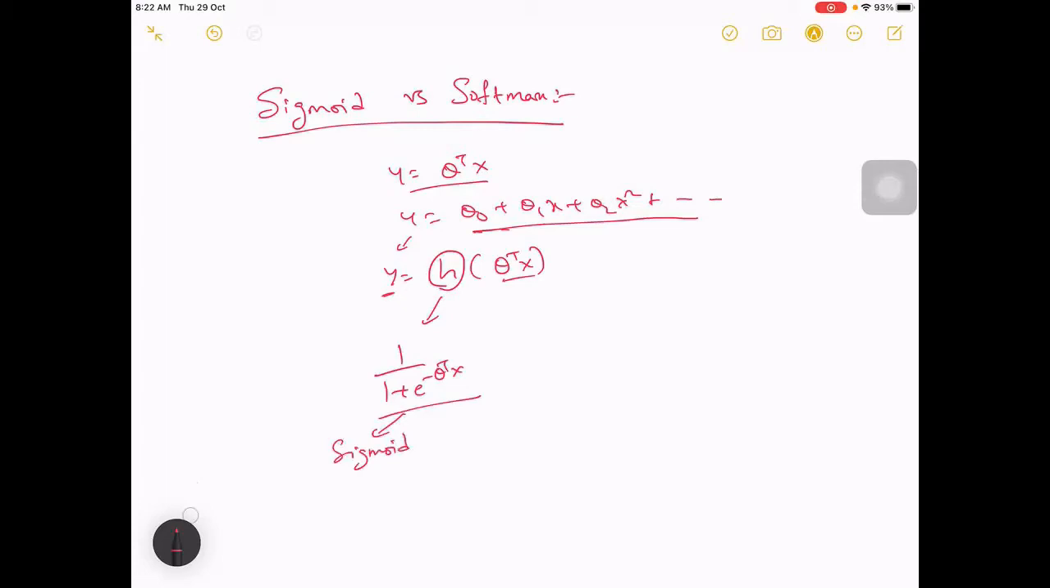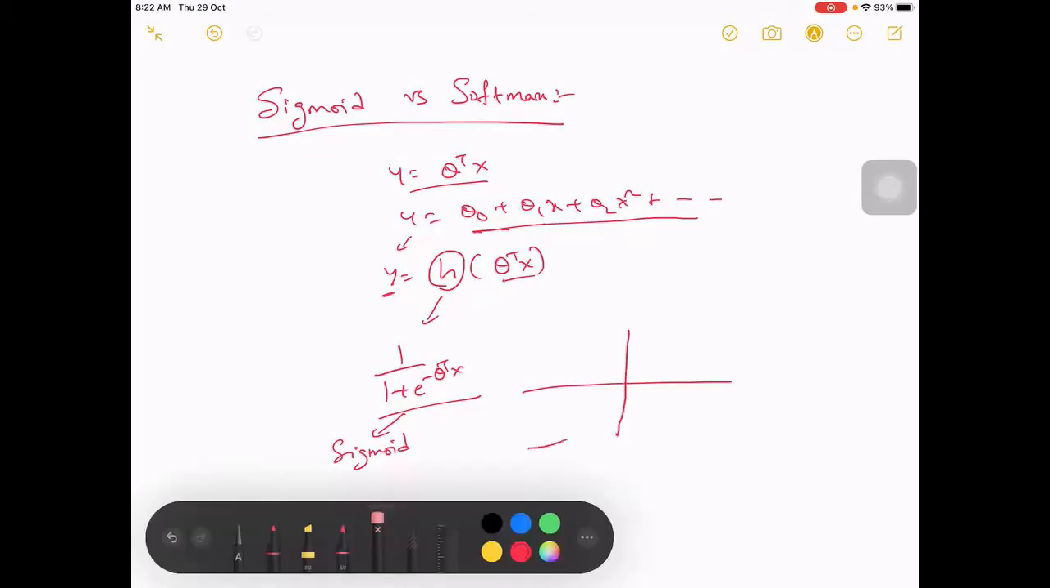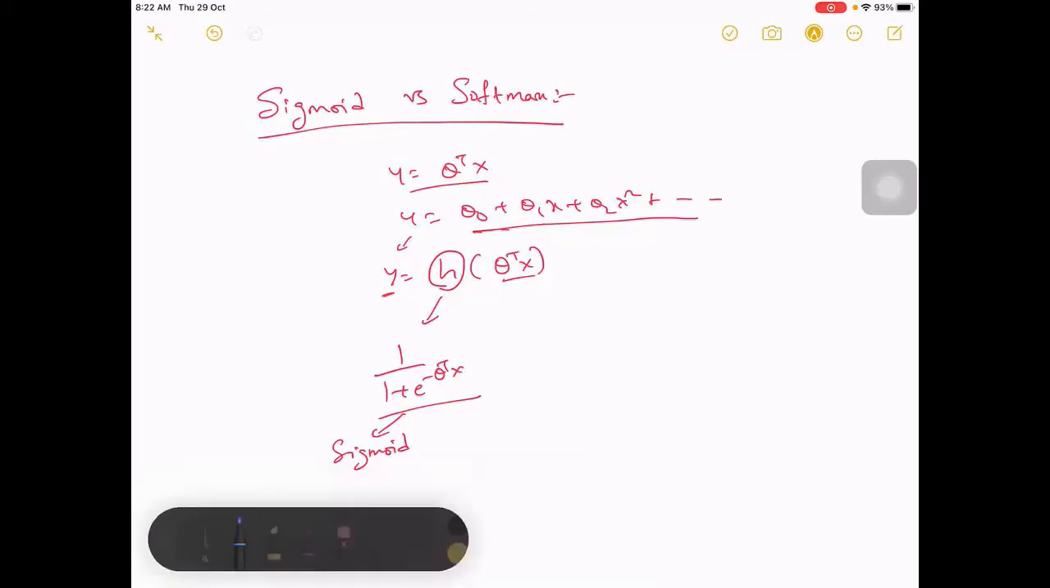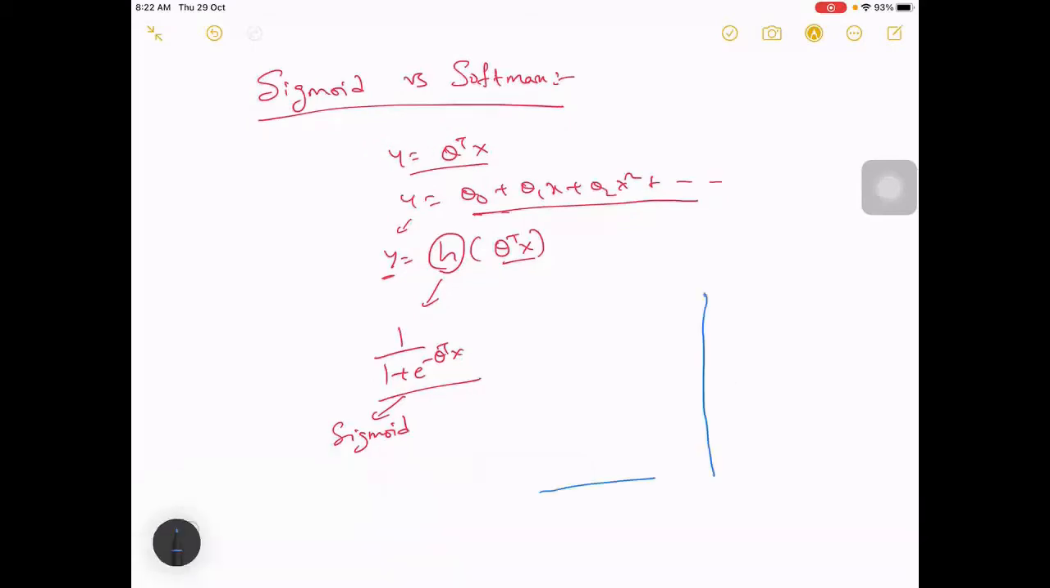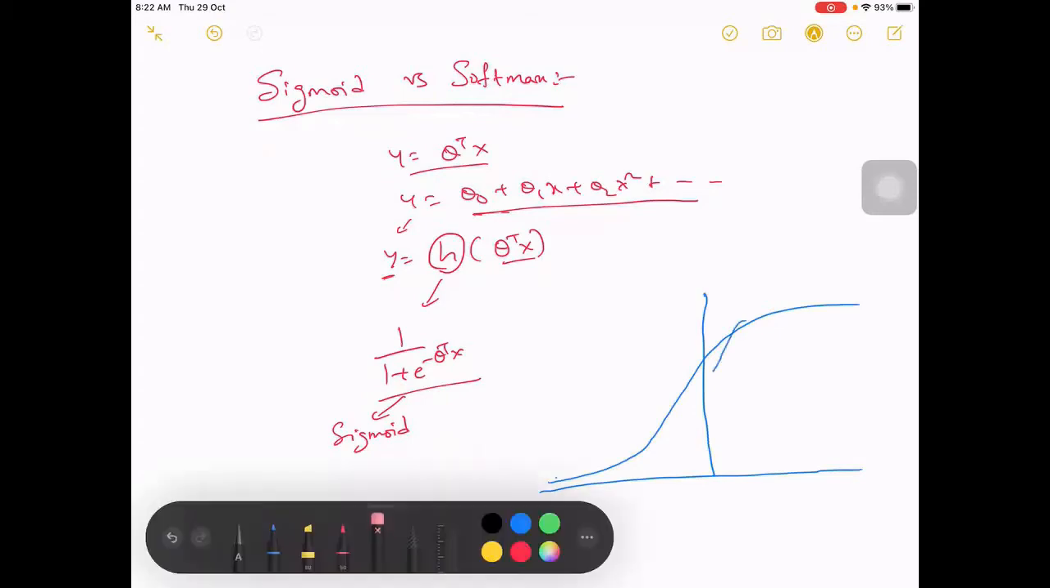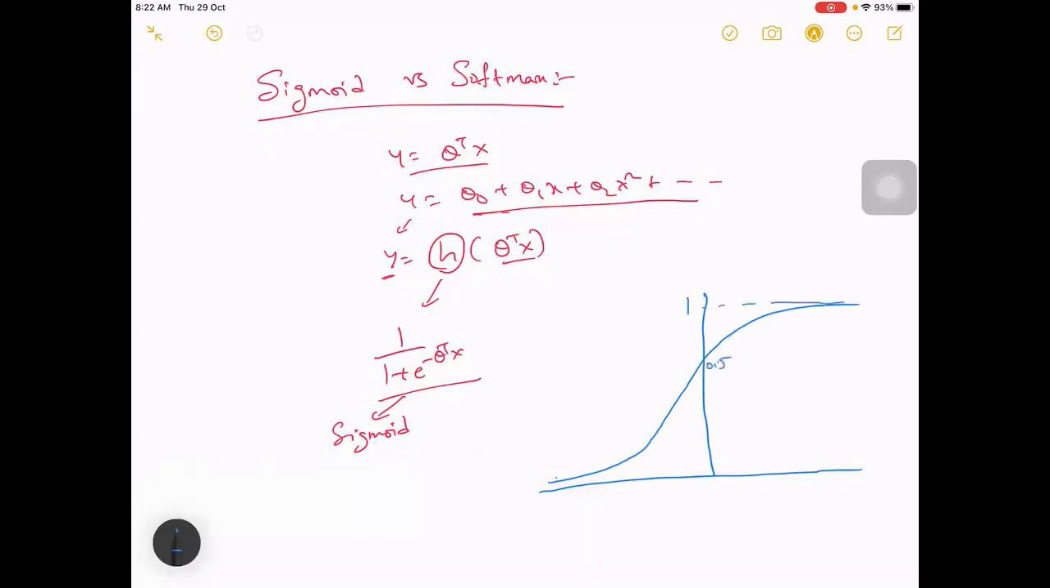And if you plot a curve for this sigmoid function, it will take values in the range 0 to 1. The curve will look slightly like this; it cuts at 0.5, this will be 1, and this will go closer to 0. So this is how our function will look.